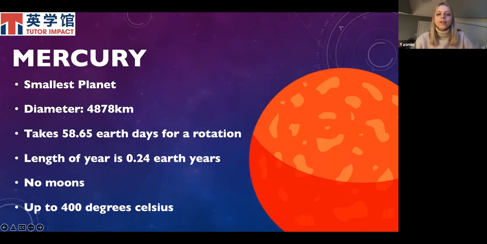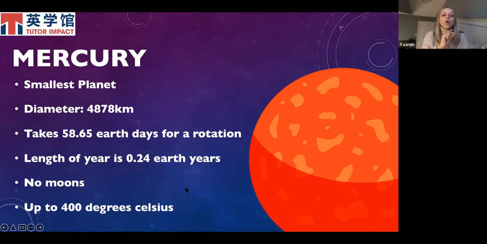Now it takes 58.65 Earth days for a rotation of Mercury. So in the time that Earth takes, which is 1 day, it takes Mercury 58 times that length to do 1 rotation. So Earth takes 1 day and Mercury takes 58 days. So it turns a lot slower than we do on Earth.